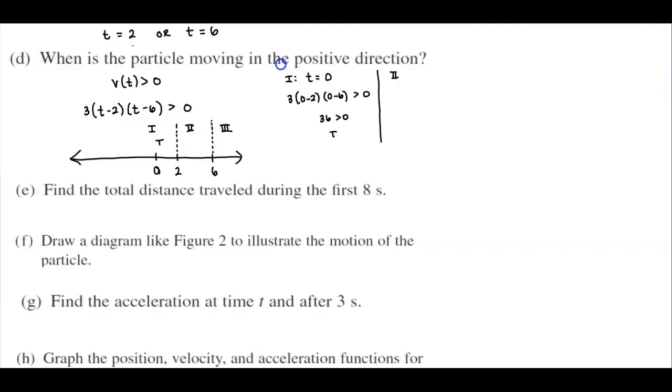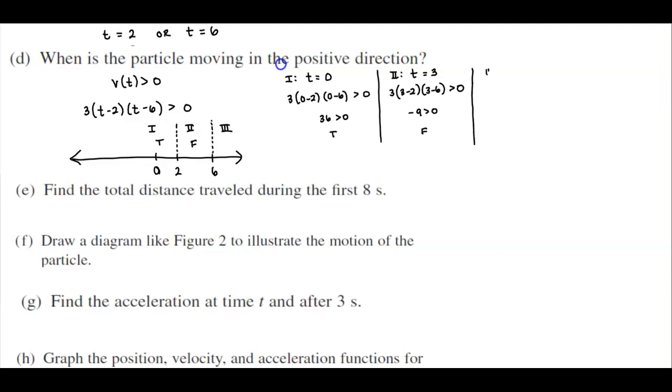If we check out region number 2, if we let t is equal to 3, so we have 3 times 3 minus 2 times 3 minus 6. We want to see if that's greater than 0. So that's 3 times 1 times negative 3, which is negative 9, and therefore it is false there.